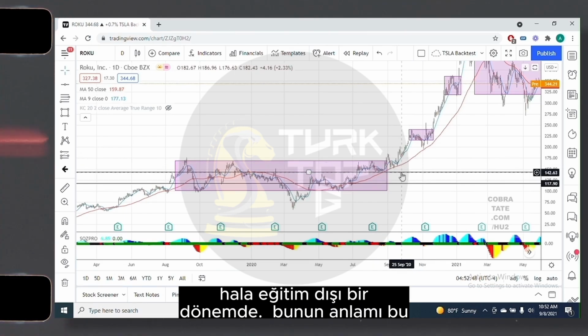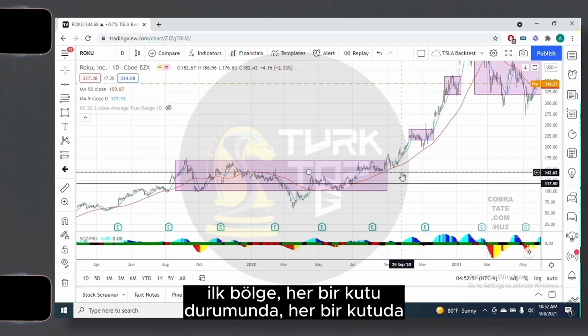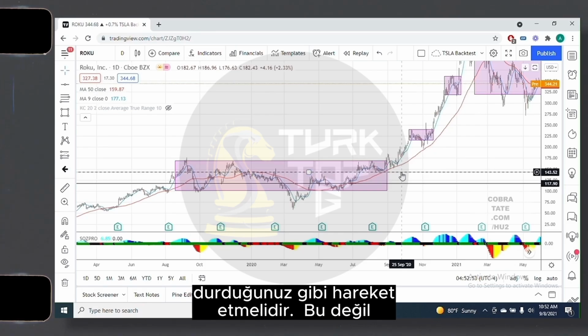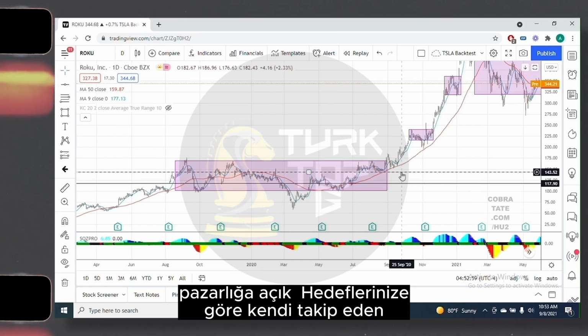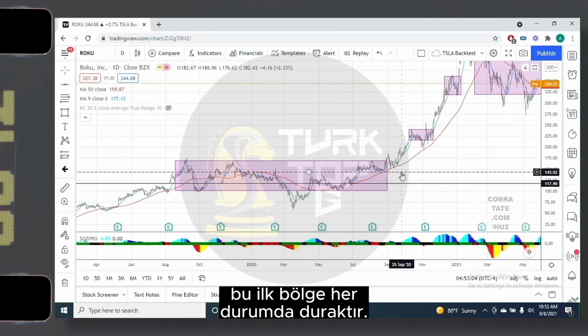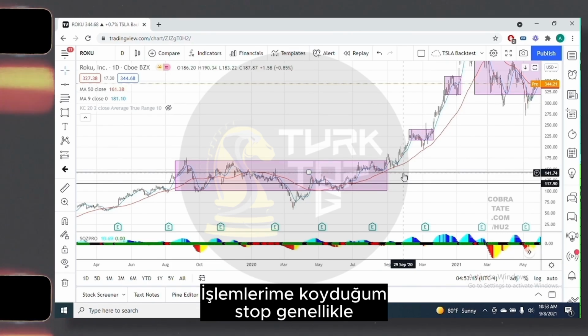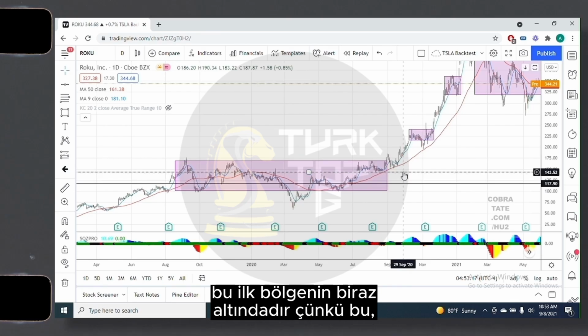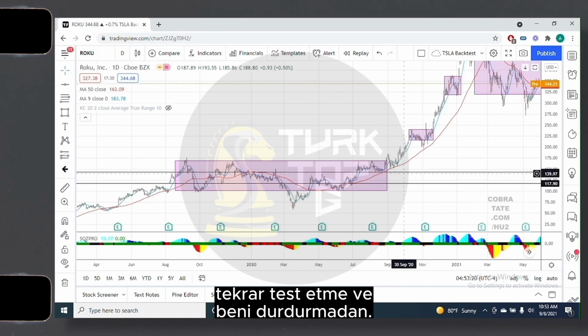What it means is this first zone should act as your stop in every single case of boxes. Every single one. This is not negotiable. You can find your own trailing stops based on your objectives. But if there's a box, this first zone is the stop in every single case. The stop I place in my trades is usually slightly below this first zone because that allows for the retesting to happen without getting me stopped out.